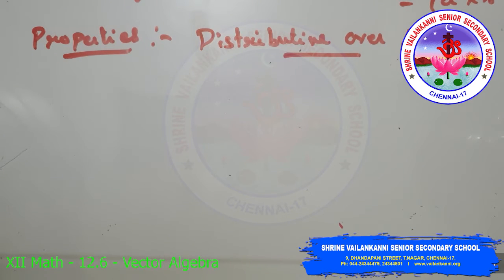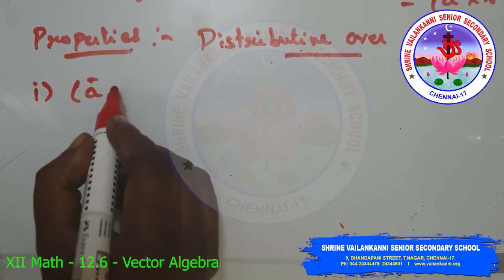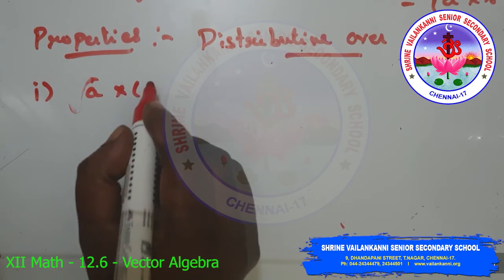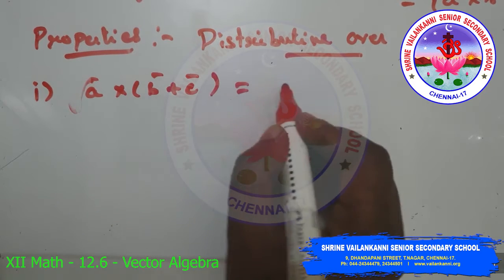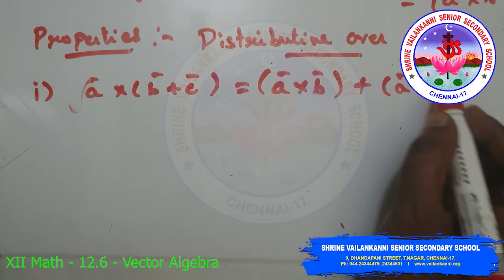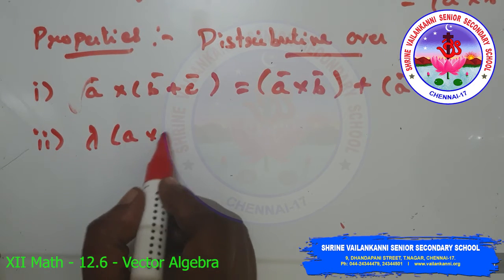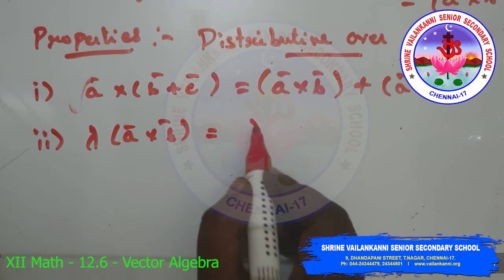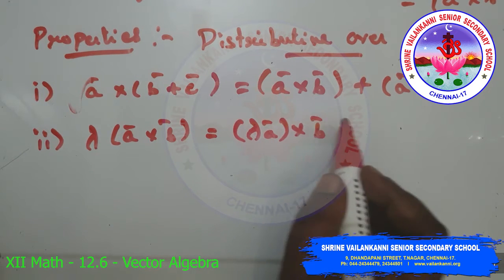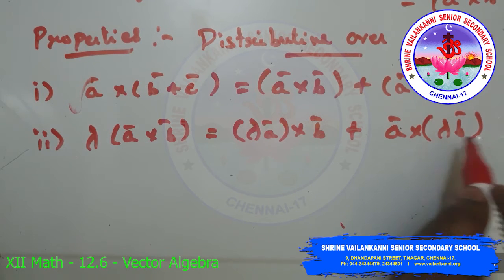So properties: distributivity of vector product over addition. If A, B and C are any three vectors and lambda is a scalar, then A cross (B plus C) equals A cross B plus A cross C, and lambda of (A cross B) equals (lambda A) cross B, which equals A cross (lambda B).